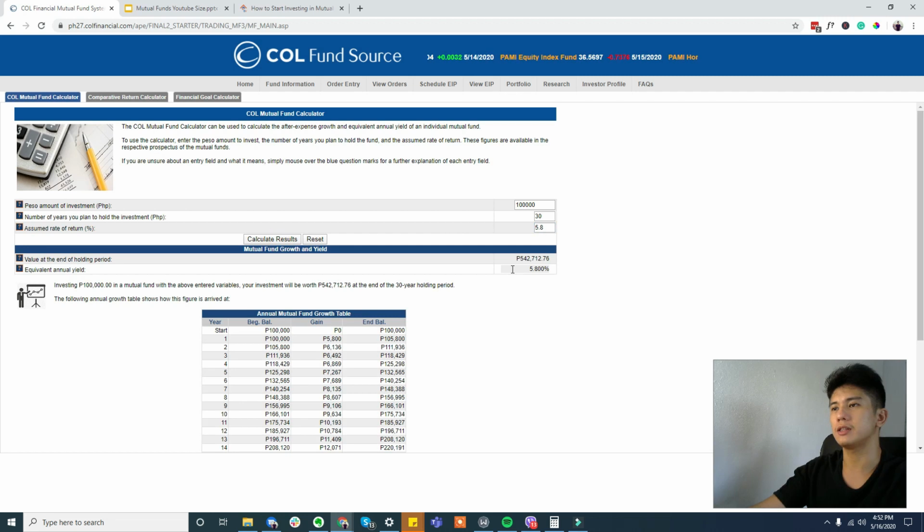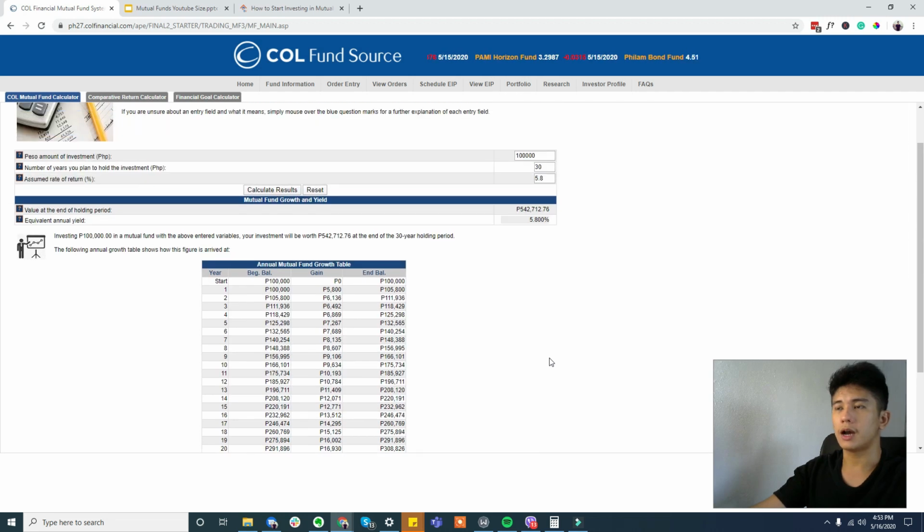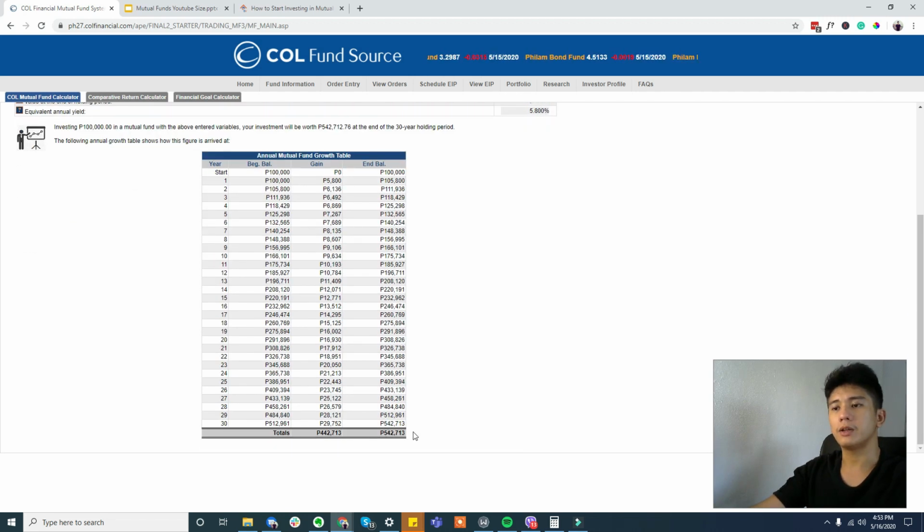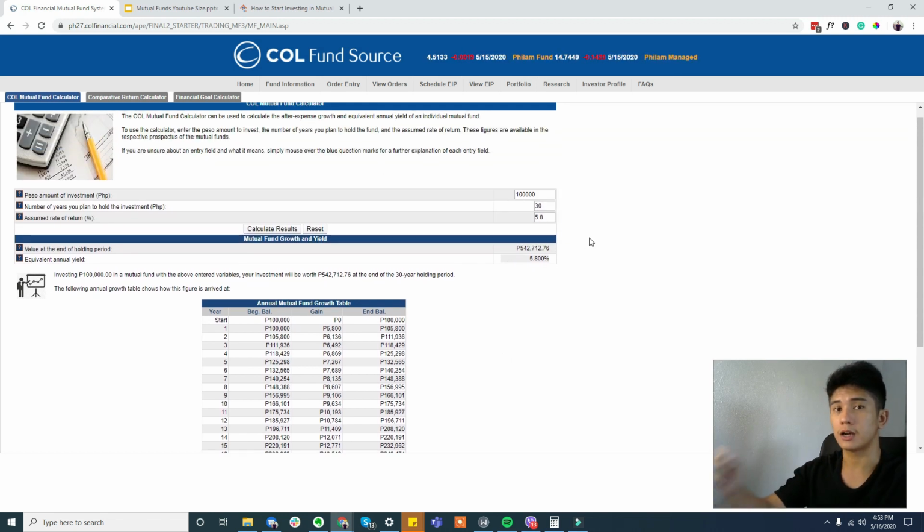So let's calculate the results. In your retirement year, from 30 years old up to 60 years old, your 100,000 could become 542,713 at the age of 60, assuming that these variables are true.